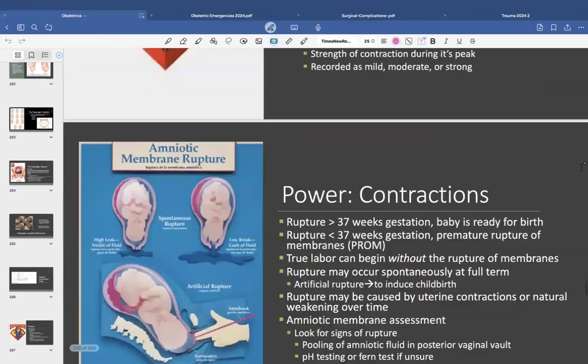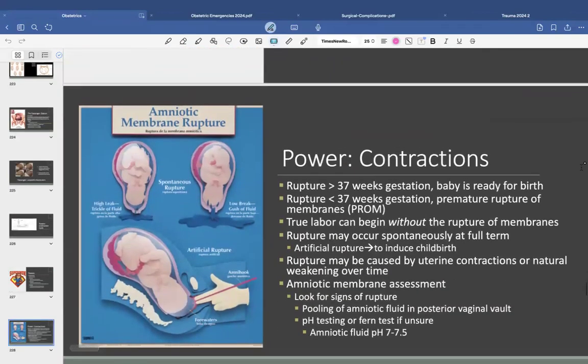All right, so part of the contractions, we'll need to discuss the amniotic membrane. When the amniotic membrane ruptures or the water breaks, this usually signals the onset of childbirth. And for most moms, in terms of starting the labor, usually around after 37 weeks gestation, the baby's ready for birth, and the amniotic membrane will rupture spontaneously.